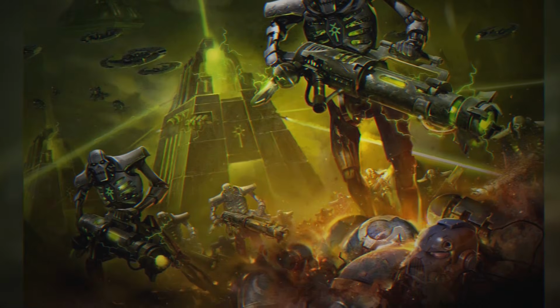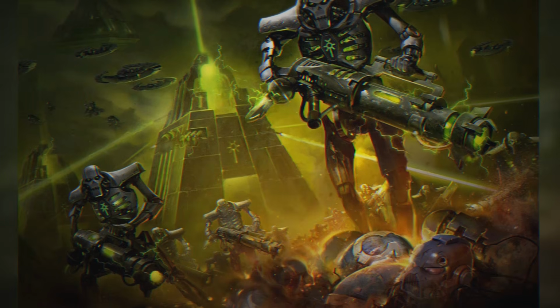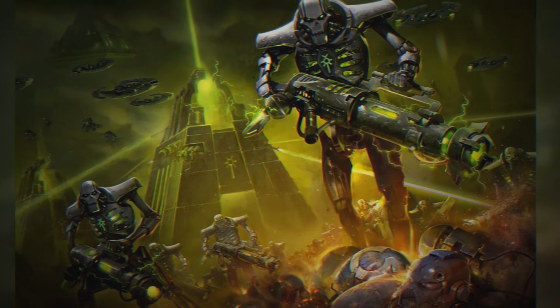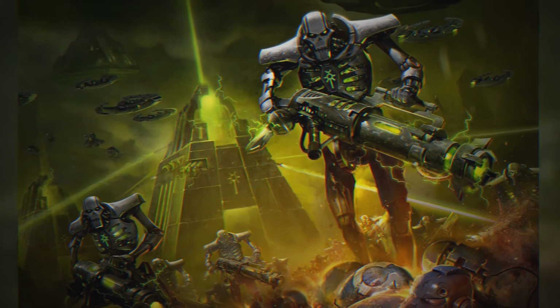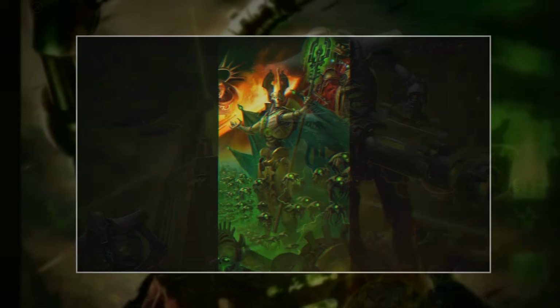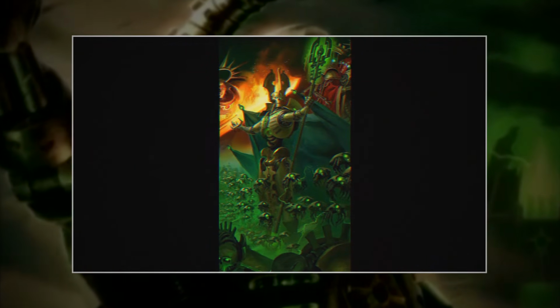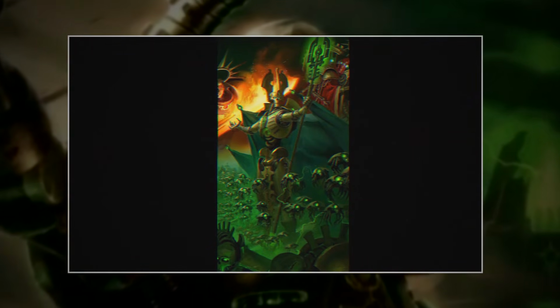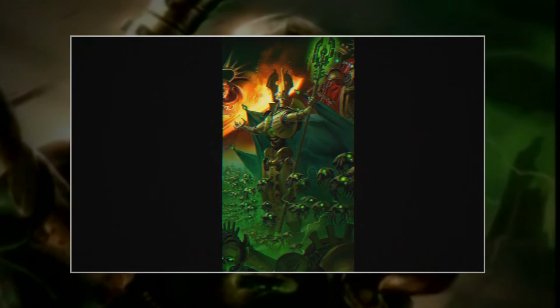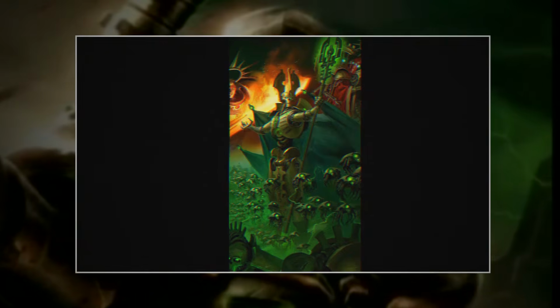His return sent shockwaves through the various Necron dynasties, many of whom had long since forgotten his rule or actively resisted any attempts at unification. His presence, however, brought a new strategic dimension to the Necron threat, as he sought to forge alliances and direct his people's vast power against the Tyranid menace, even if it meant temporary uneasy truces with other galactic powers.